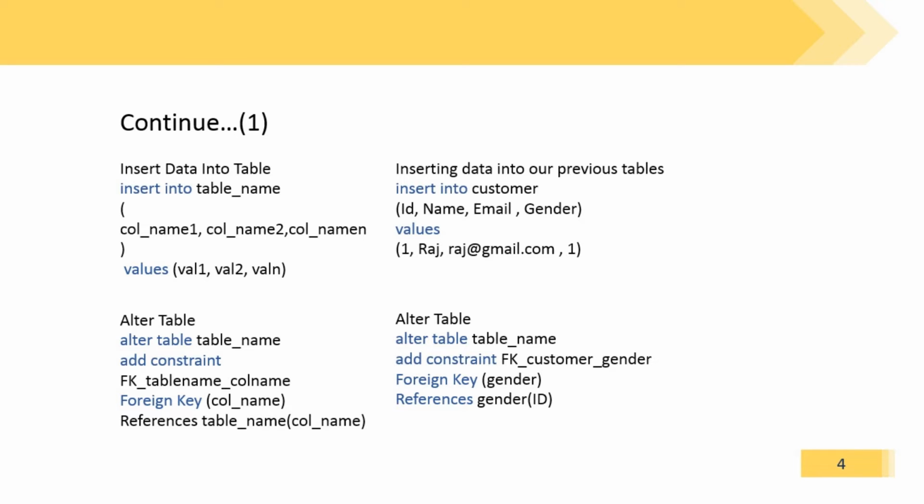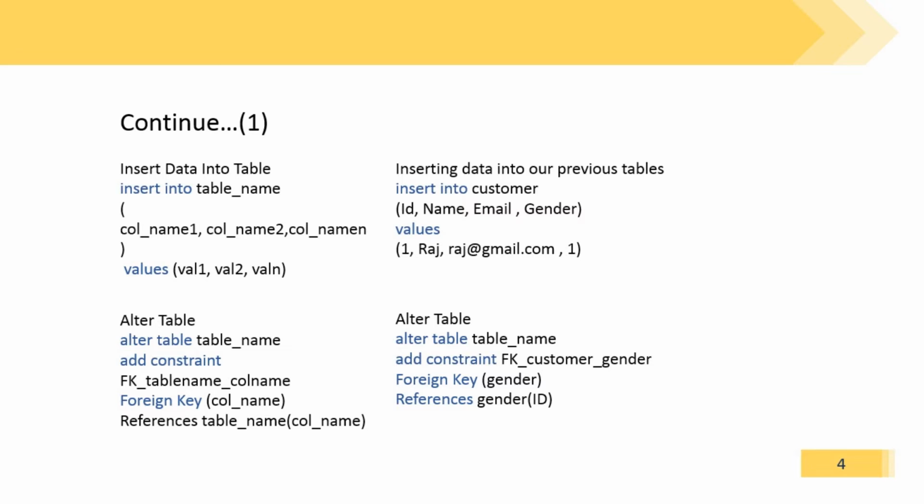Okay, let us alter the table. In this example, I am using alter table to add a foreign key constraint to the customer table. Here the foreign key constraint allows the user to add only those values which are present in the gender table's gender column.